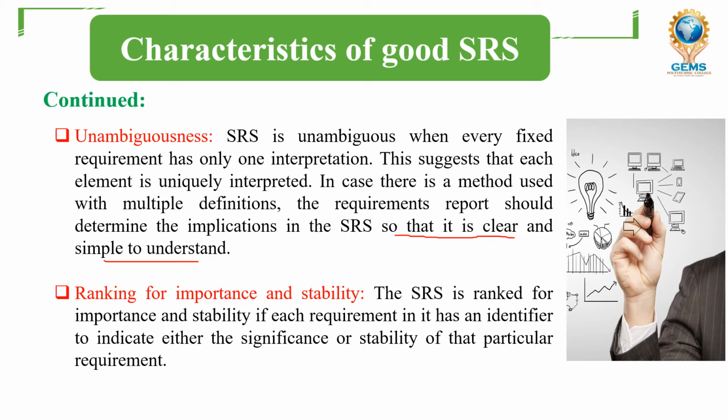Ranking for importance and stability. Another characteristic, ranking for importance and stability. The SRS is ranked for importance and stability if each requirement in it has an identifier to indicate either the significance or stability of that particular requirement. So it talks about the rank and stability of the SRS. When the stability will come, if each requirement in it has an identifier to indicate whether the significance or stability of that particular requirement is there.